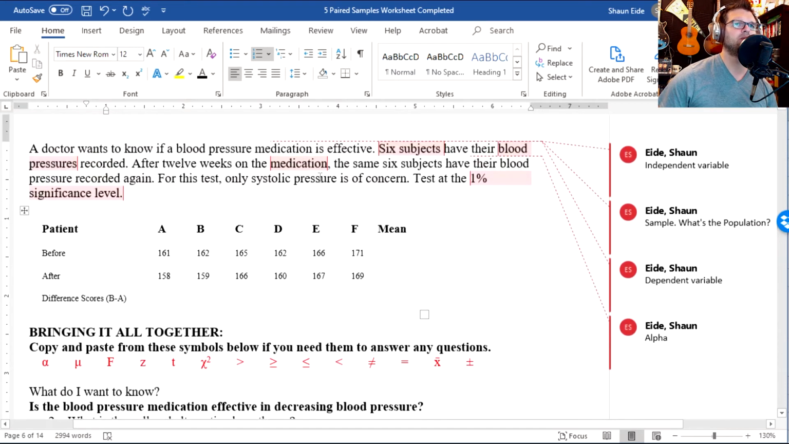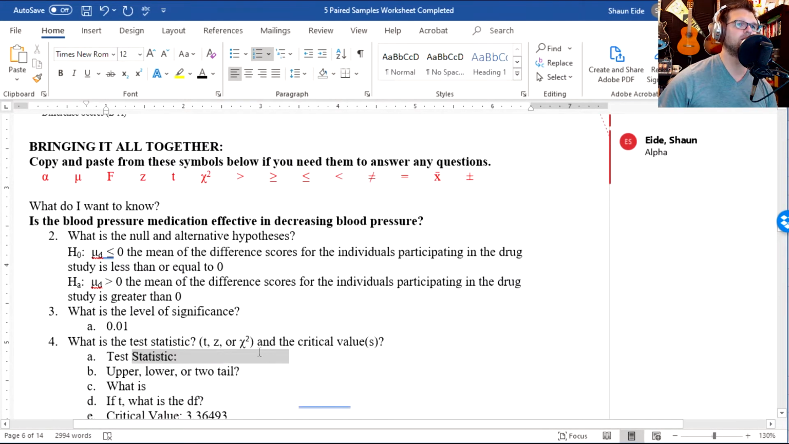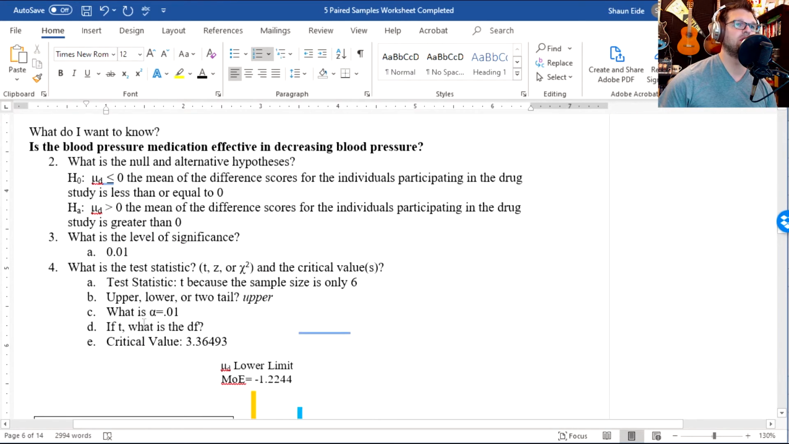Well, coming up here, once again, do we have the population standard deviation? No, we do not. We've got 6 subjects, so therefore, we don't have a degree of freedom above 200. So our test statistic is going to be T, because the sample size is only 6. Is this going to be an upper, a lower, or a two-tail? Well, we just answered that, and it's actually going to be an upper. Even though it really seems like it's going to be a lower the way that it's phrased, it's actually going to be an upper. And then also the alpha of 0.01, which is the same as the level of significance.